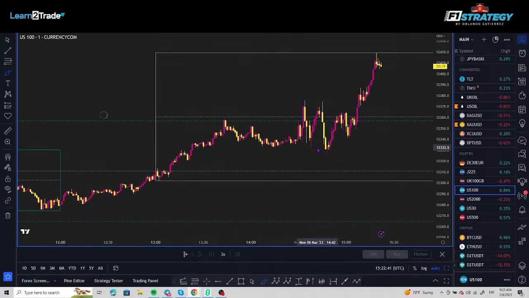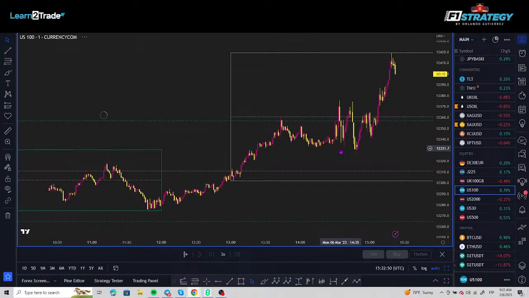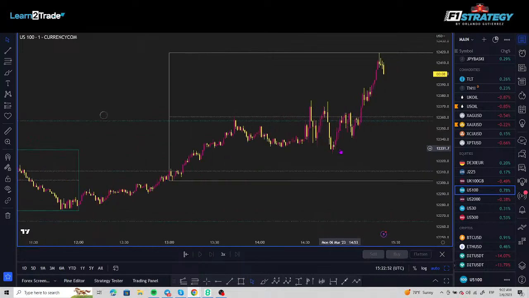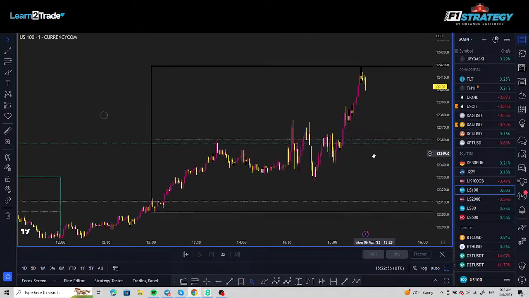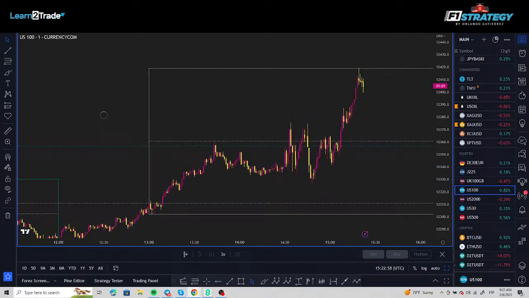And then when I started to realize this, how beautiful and how consistent these entries happen, I came to realize that and started trading liquidity sweeps, and that's it. That's my story.